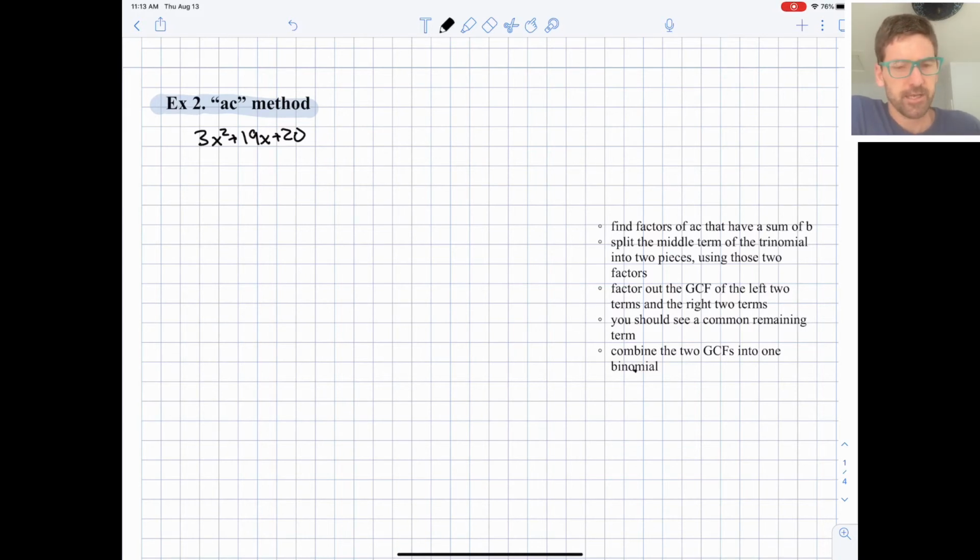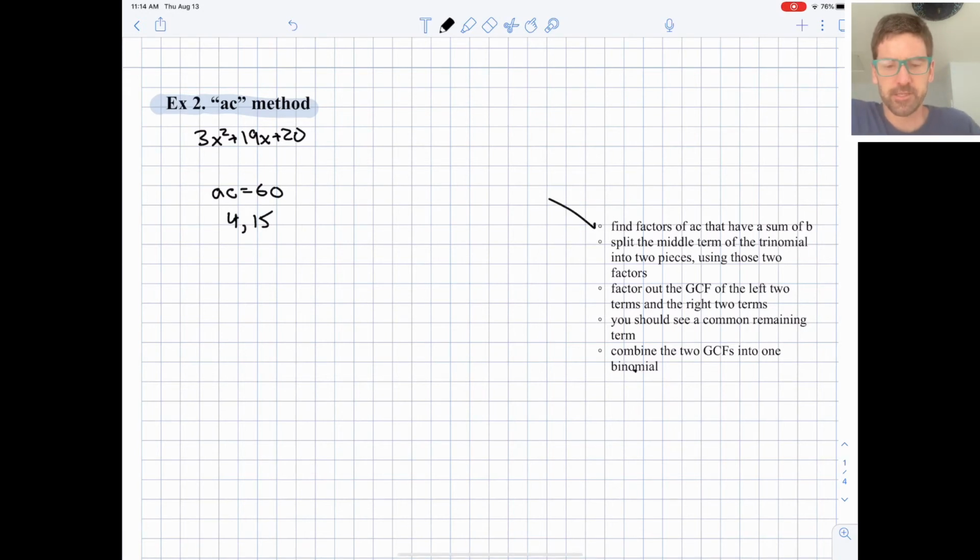Find the factors of AC. So AC is 3 times 20, which is 60. Find the factors of 60 that have a sum of B, a sum of 19. Think about factors of 60: 2 and 30, 3 and 20, 4 and 15. Just get familiar with factor tables and times tables in your head. So it looks like 4 and 15. We're going to be using the numbers 4 and 15 here.